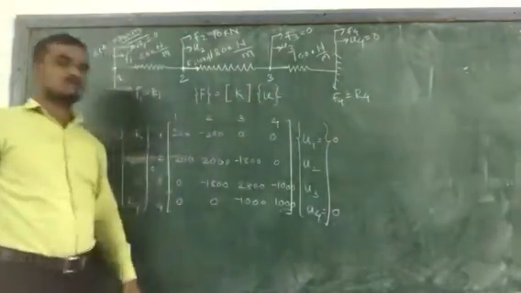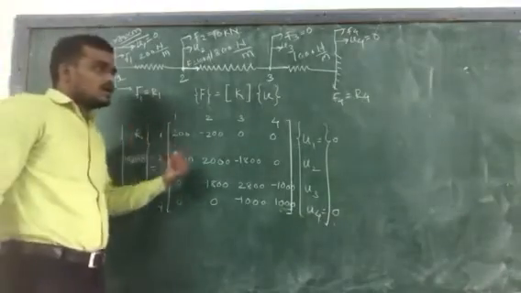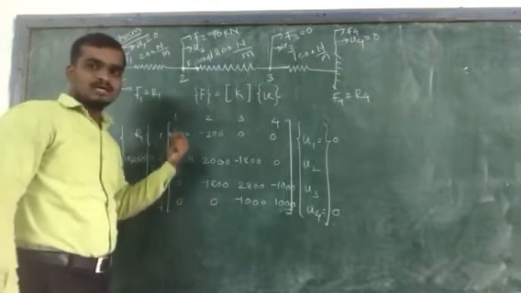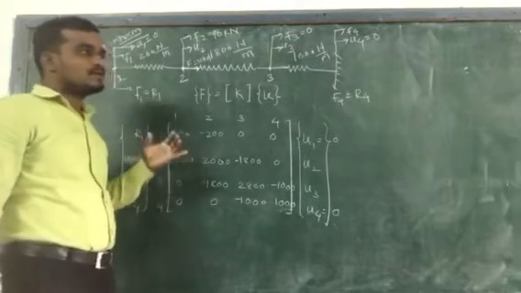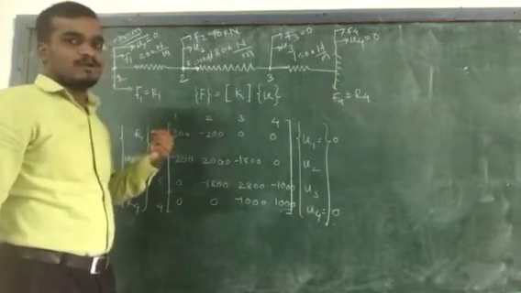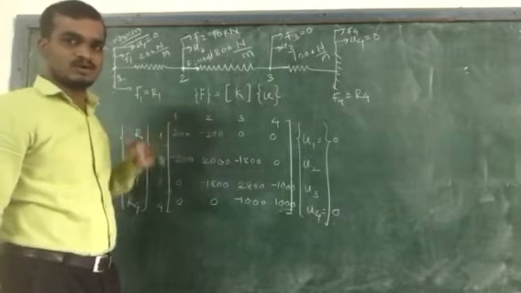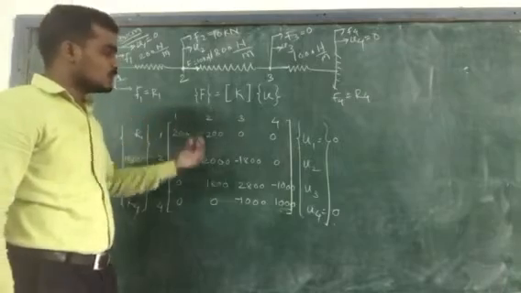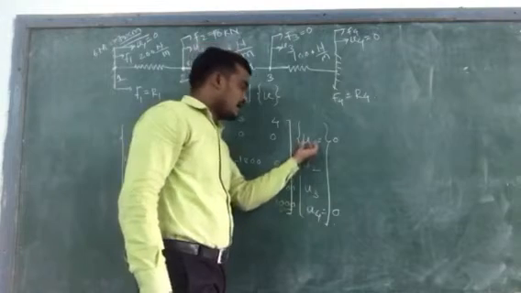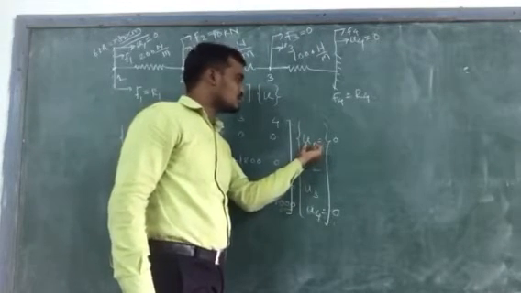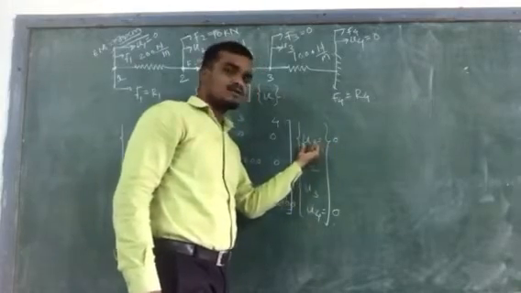Now, the next step is what? Apply the elimination approach. So how are we going to apply the elimination approach? As we have discussed in previous lectures, first find out the displacement values. Where the displacement is 0, you need to eliminate that row and that column. So on the right hand side, u1 is equal to 0, so you need to eliminate the first row and first column.